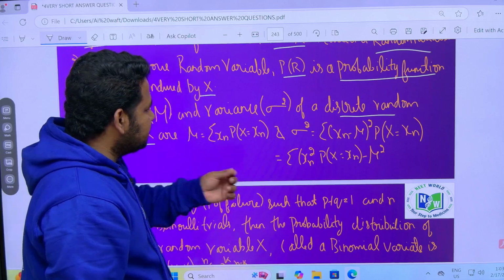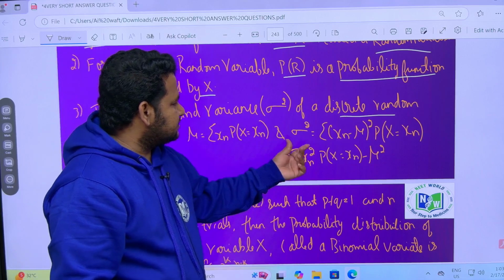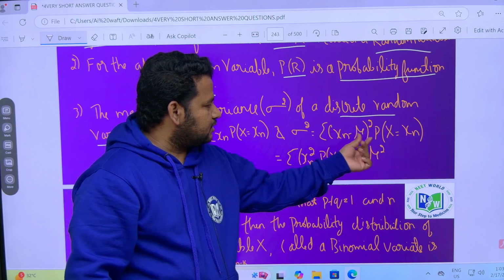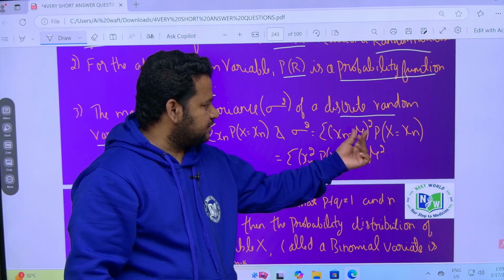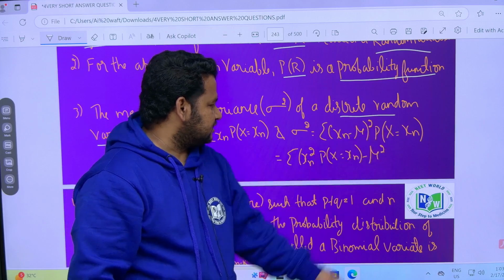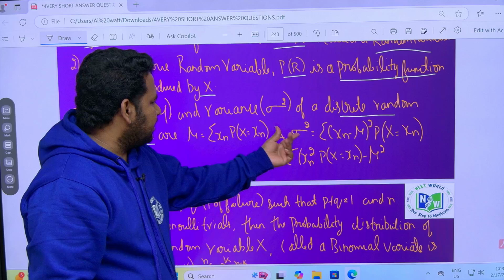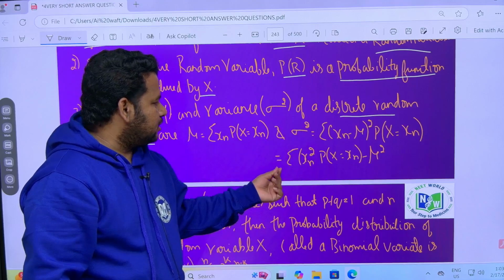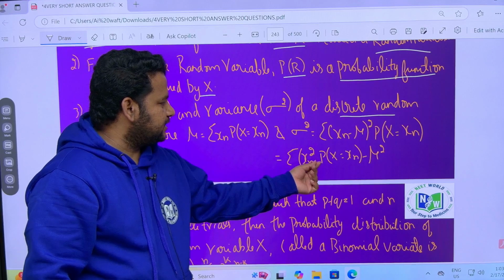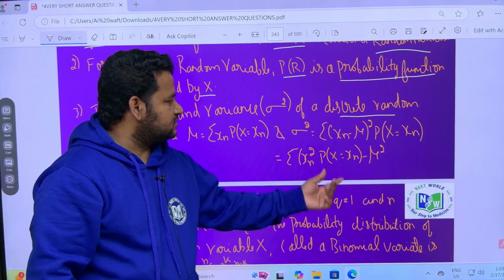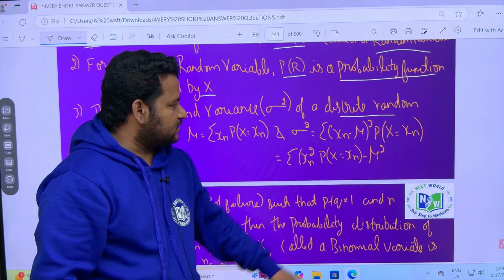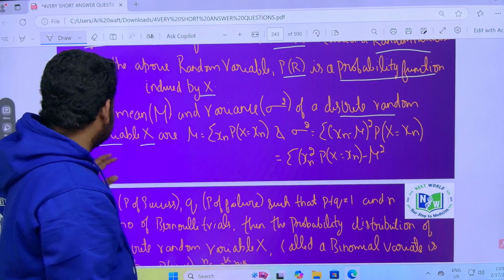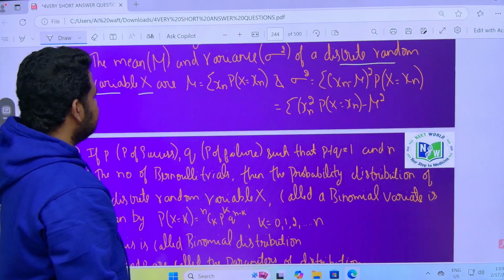Next, variance. Variance is the summation of (xn minus mu) whole square into the probability of X equal to xn. That is the value of variance, sigma square. Or you can also write it as the summation of xn square into P of xn, minus mu square. If you modify this, you will get this formula. Either way, you will get the same answer. This is it about mean and variance.